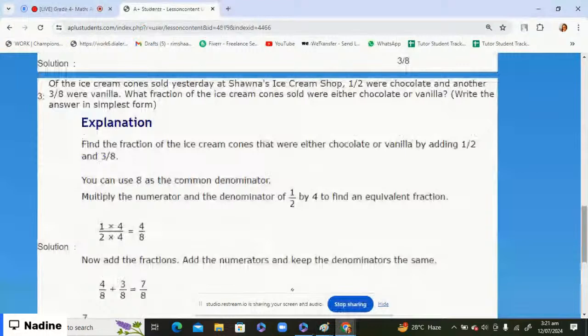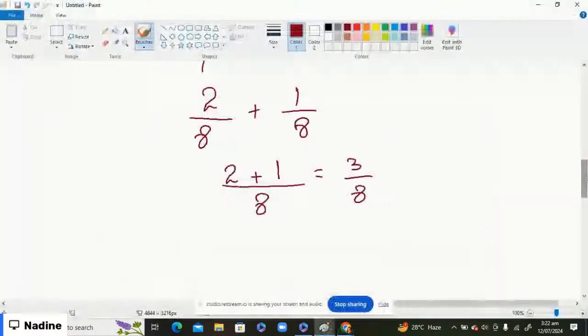Now let's do that one. Of the ice cream sold yesterday at Sean's ice cream shop, 1 by 2 were chocolate and the other 3 by 8 were vanilla. So what fraction of the ice cream cones sold were either chocolate or vanilla? The chocolates are 1 by 2 and the vanillas are 3 by 8. So we are simply going to add these two numbers, 1 by 2 with 3 by 8.